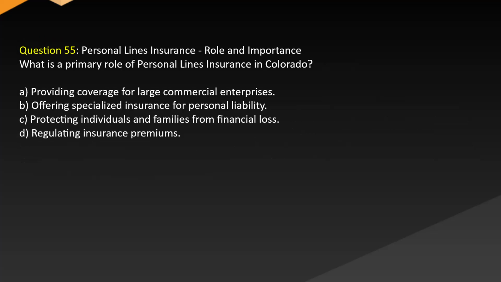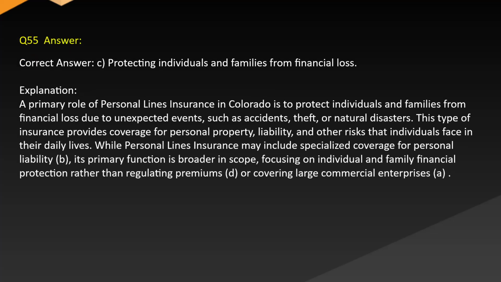Question 55. Personal lines insurance. Role and importance. What is a primary role of personal lines insurance in Colorado? A. Providing coverage for large commercial enterprises. B. Offering specialized insurance for personal liability. C. Protecting individuals and families from financial loss. D. Regulating insurance premiums. Correct answer. C. Protecting individuals and families from financial loss.